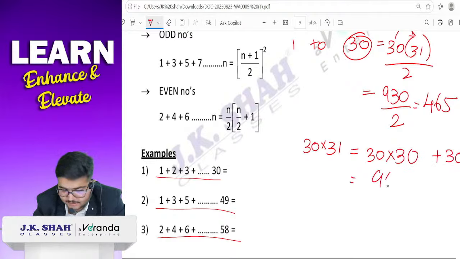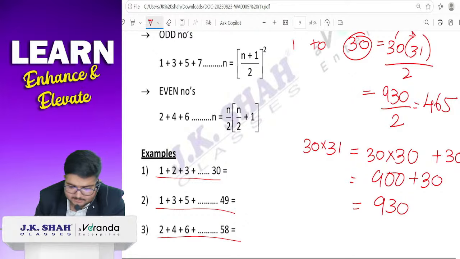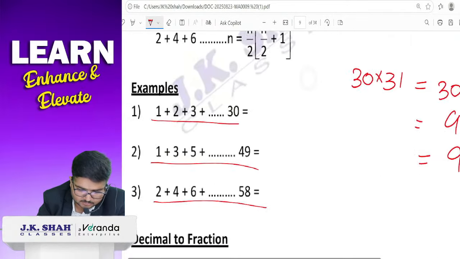What is 30 into 30? Everybody remembers 900. Then you have to add 30. That is 930. This you have to solve in your mind. Understood? Yes or no? Let us move forward, we'll solve this question.